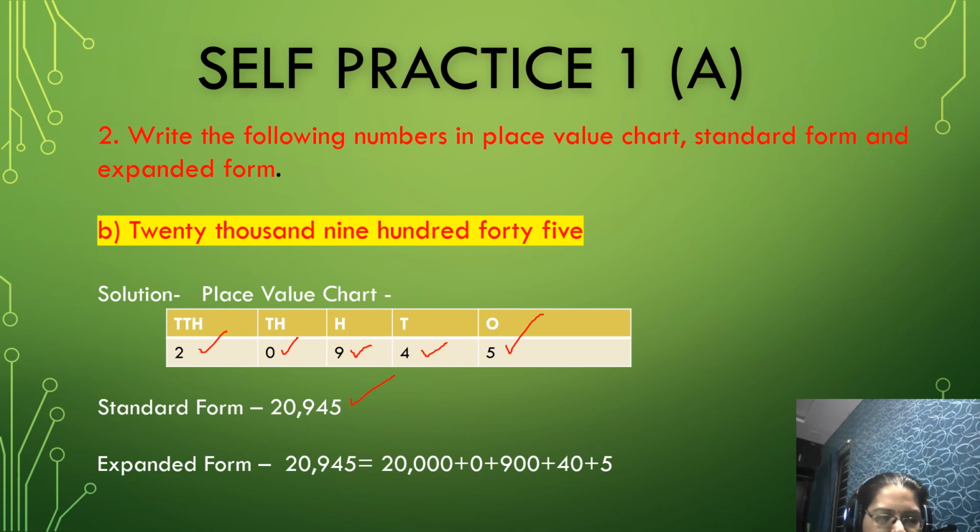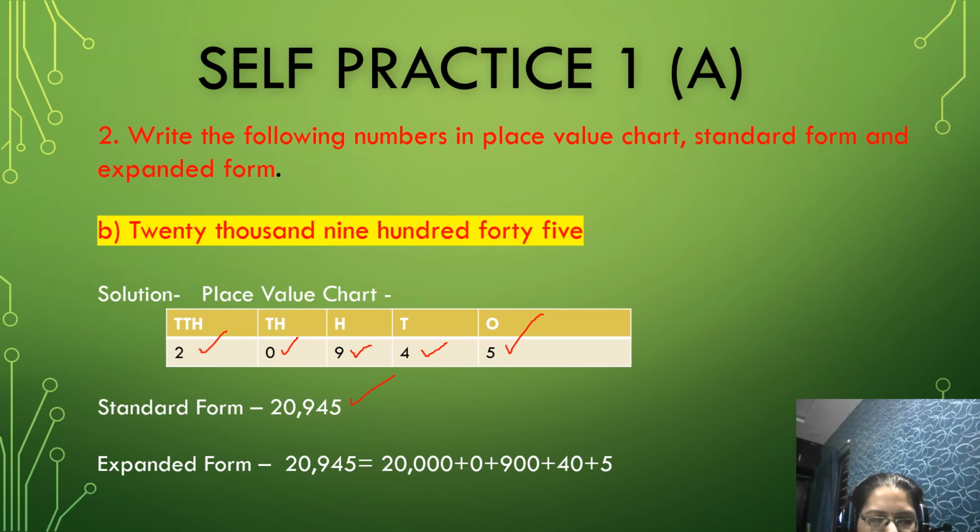And what will be the expanded form? What will we write in expanded form of 20,945? The place value of 2 is 2 multiplied with 10,000, that is 20,000, plus 0 multiplied with 1,000, that is 0 only.